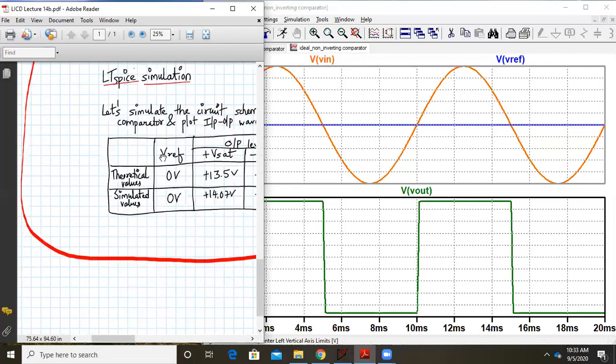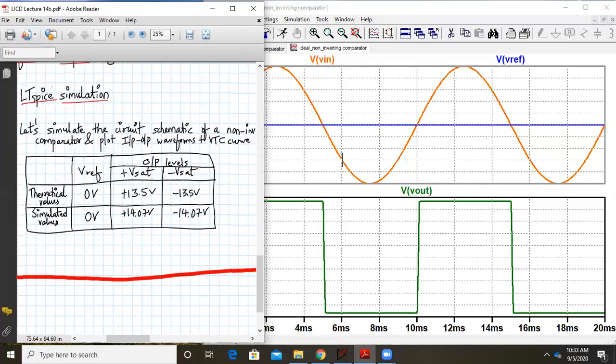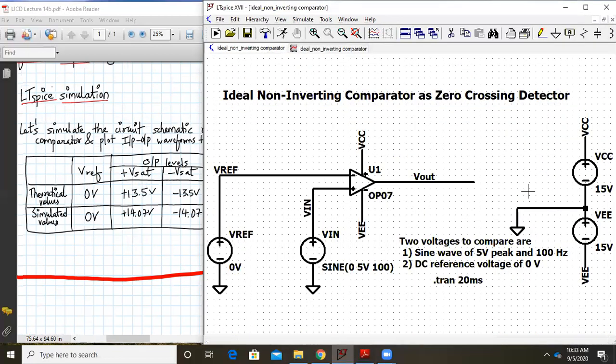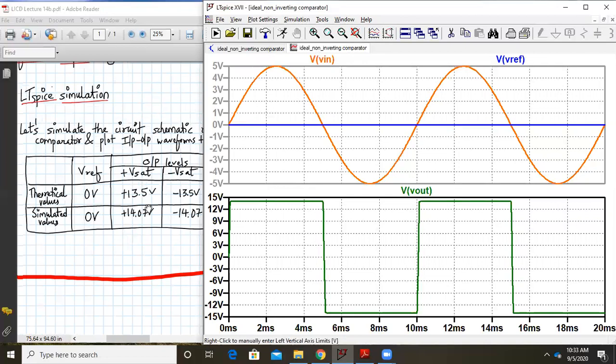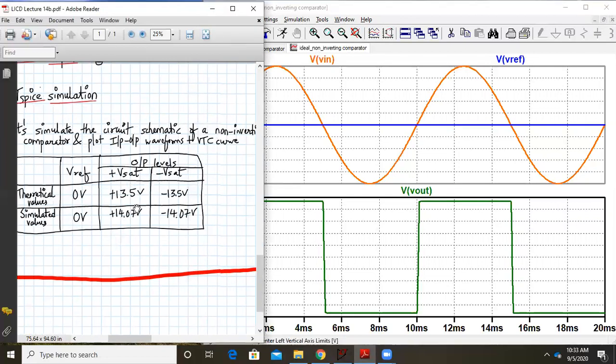Now let me check the values over here. Yeah, so here the V reference voltage is at 0. According to our theory, we consider plus or minus Vsat as 90% of VCC. In our case, VCC is around plus or minus 15. So 90% of plus or minus 15 is plus or minus 13.5. So we have predicted 13.5, but we are getting around 14.07. That depends upon the op-amp. And in LTspice, we are getting a plus and minus Vsat of plus 14.07 and minus 14.07.